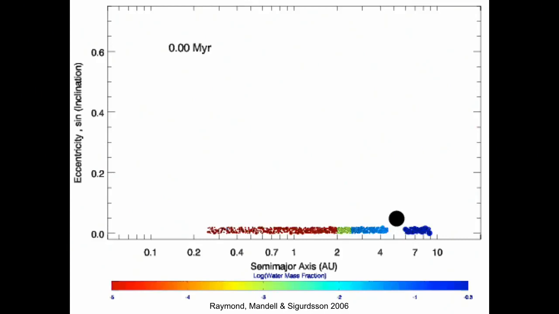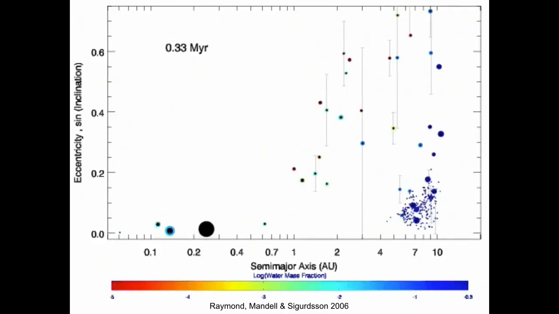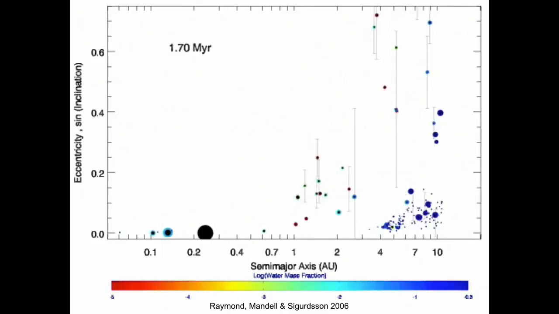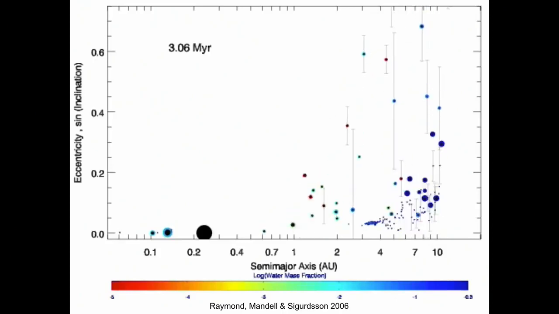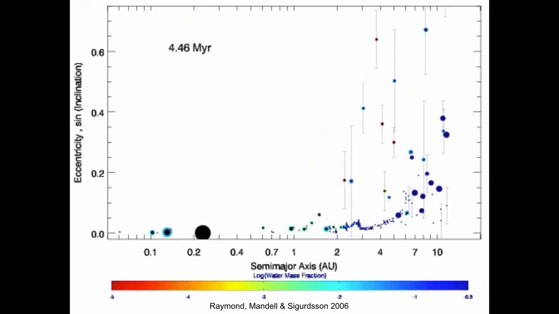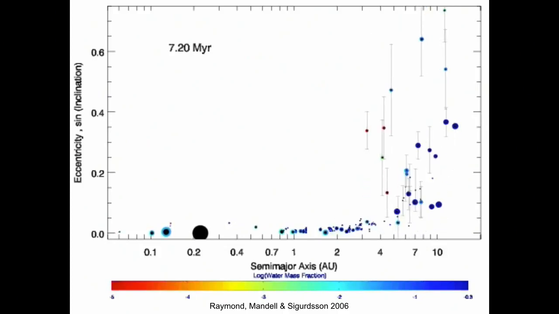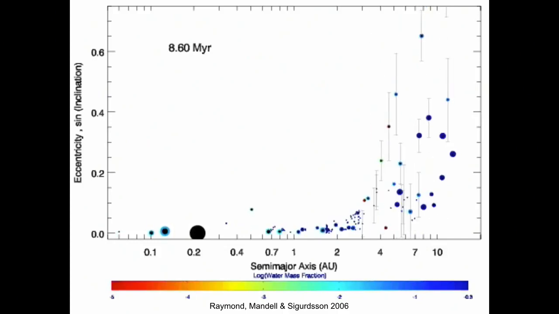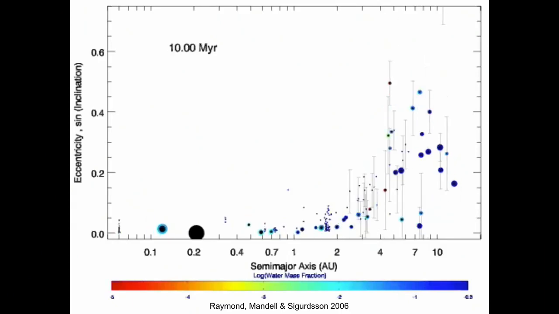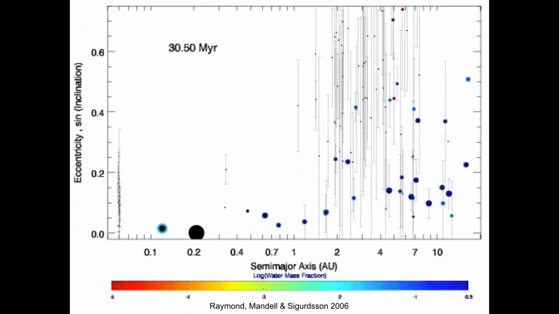So you can see, boom, the migration's super fast, boom. And then the disk sticks around, in this case, for 10 million years before the gas goes away. And you can see the gas help damp the eccentricities of those scattered bodies. And they're starting to form a second generation of planets. And then the disk goes away and everything goes kind of bonkers. But planets are still forming here.